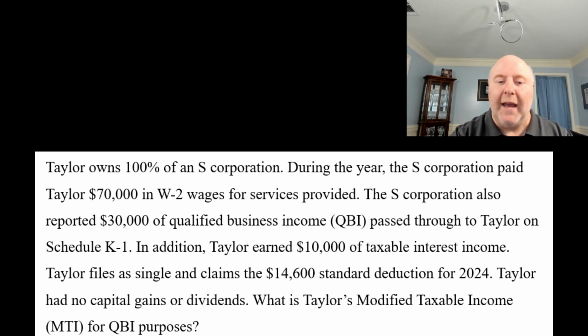Okay, I added this question in there because I wanted you to see that for the MTI, modified taxable income, the $70,000 of W-2 wages that came from the S corporation is still going to be included. So we start out with that $70,000 of W-2 wages. The S corporation also reported $30,000 of qualified business income passed through to Taylor on the Schedule K1.